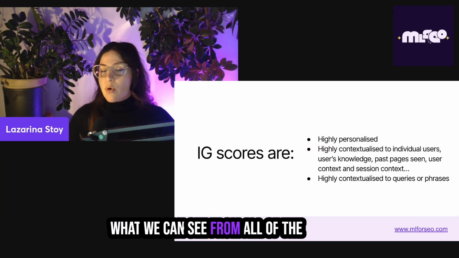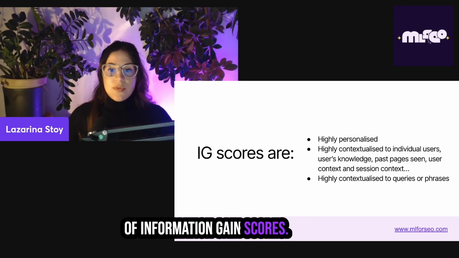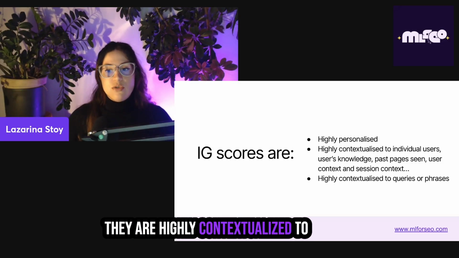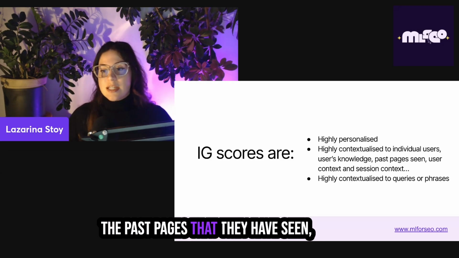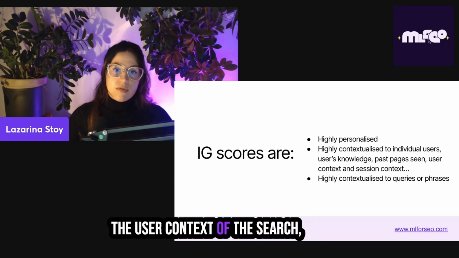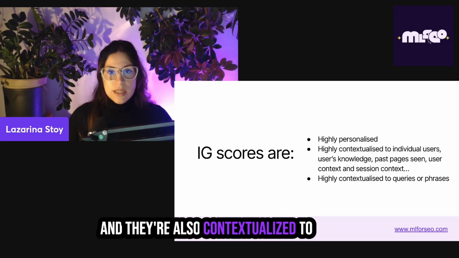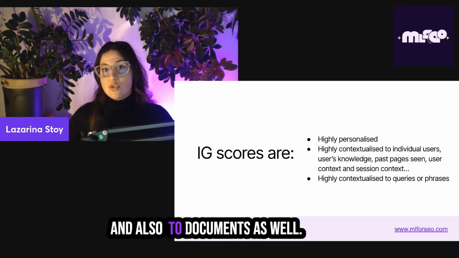What we can see from all of the patents and all of the references of information gain scores is that they are, first of all, highly personalized to the user. They are highly contextualized to users, their queries, their knowledge, the past pages that they have seen, the user context of the search and the session context as well. And they're also contextualized to specific queries and specific phrases and also to documents as well.